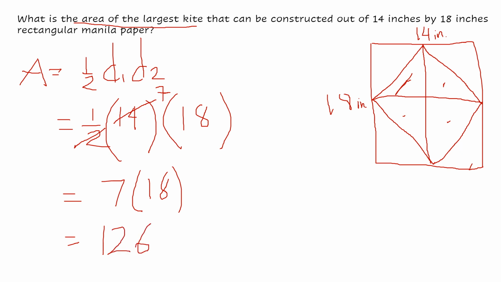And since it is an area, inch by inch or inches times inches, you get inches squared. 126 inches squared is the area of the kite, the largest kite that can be constructed out of the 14 by 18 inches rectangular Manila paper.